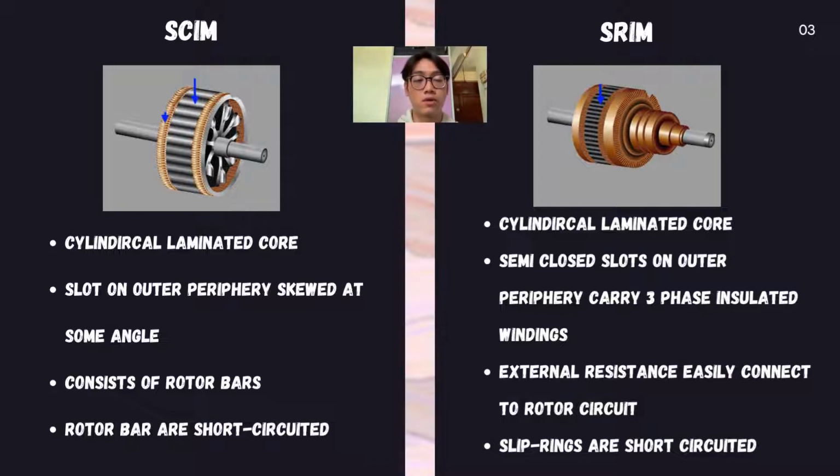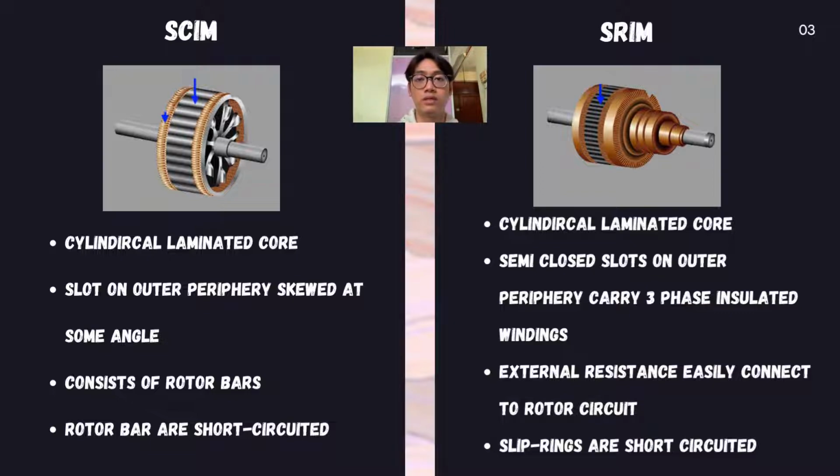Both the squirrel cage and the slip ring motors use a cylindrical laminated core, and for the squirrel cage, the slots on the outer periphery are skewed at some angle to prevent magnetic locking between the stator and the rotor teeth. Hence, it smooths the operation and reduces the humming noise.